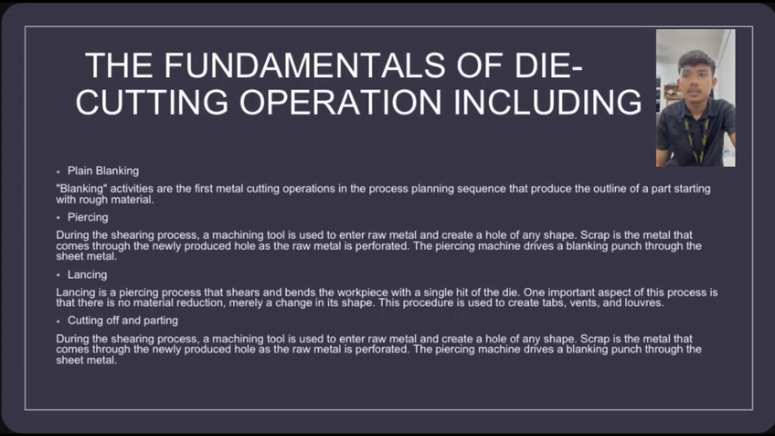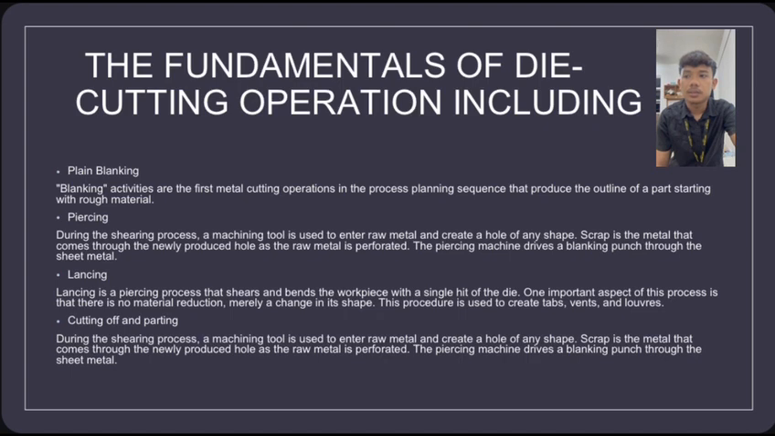The fundamentals of die cutting operation including: number 1, plain blanking. Blanking activities are the first metal cutting operation in the process planning sequence that varies the outline of a part starting with wrought material. Number 2, piercing.